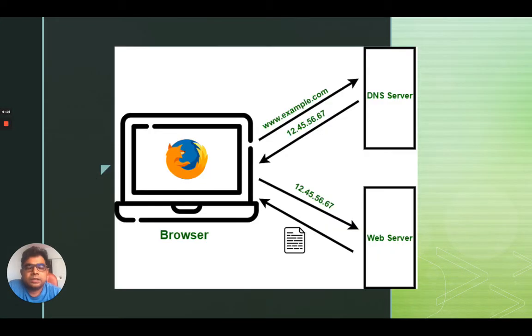Now, the browser doesn't have all the addresses with it, only the cached part is there. So whenever a new website is entered, the browser looks to its cache. If it is not there, it goes to the DNS server. The DNS server returns the IP address, and through that IP address, the web browser hits the web server and gets the detail.